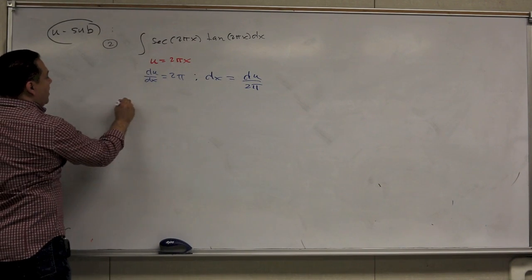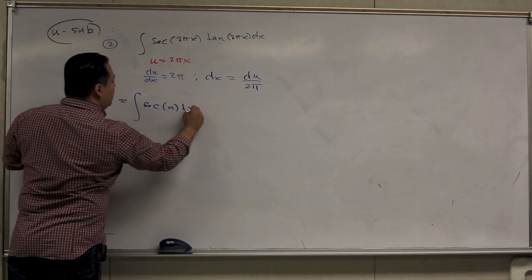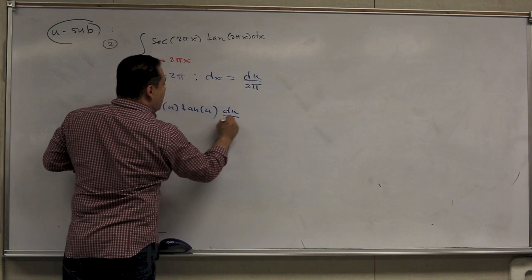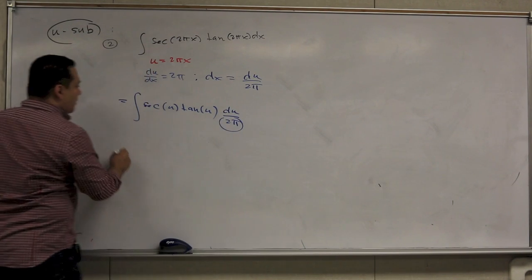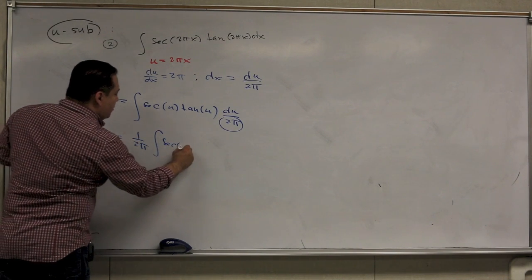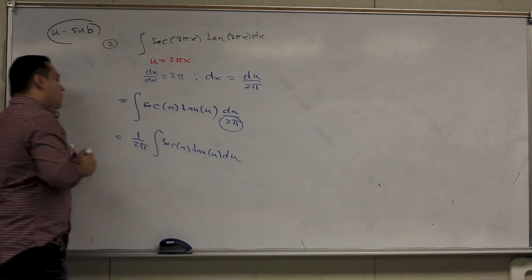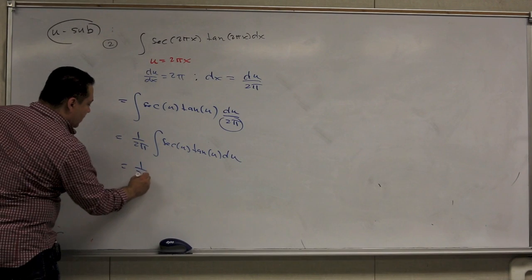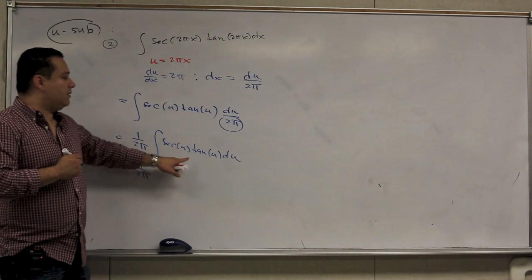So this integral becomes, notice this, secant u tangent u. What's your dx? Du over 2 pi. What do I do with this constant? Pull out my constant, 1 over 2 pi, integral secant u tangent u, this is du. What is the integral of secant tangent? Anybody know? You guys know? What is this?